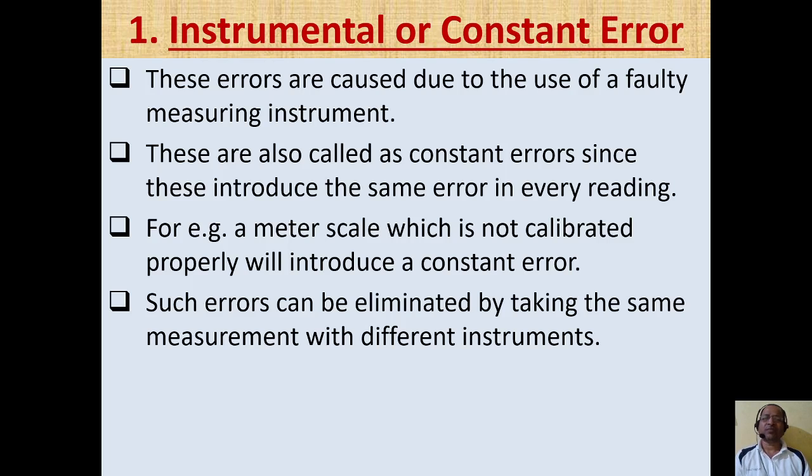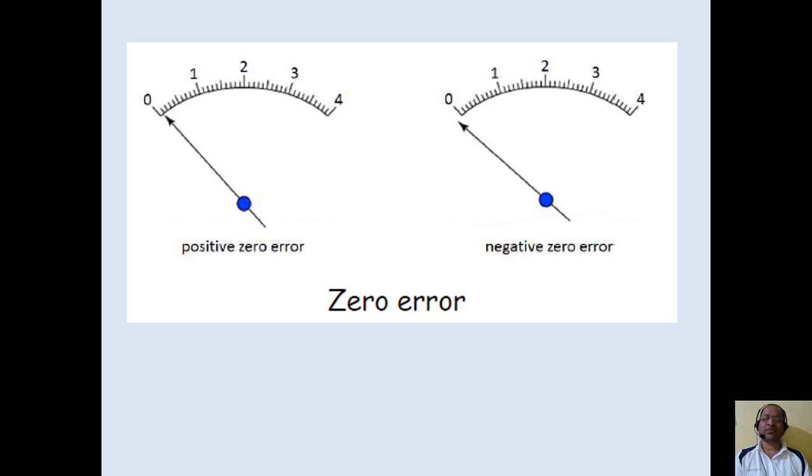We can have an example of this instrumental error as shown in the figure here. This is called zero error, because the needle of this instrument is not at the zero position. Depending upon the position, we have two types of zero error: positive zero error and negative zero error. Positive zero error is subtracted from the actual reading, while negative zero error is added to the actual reading.